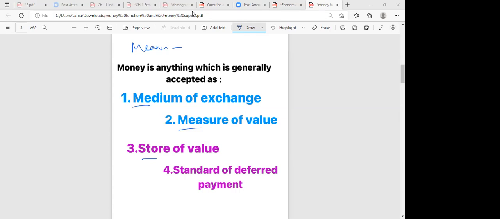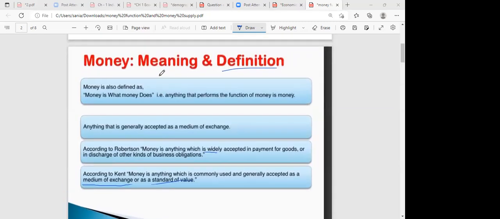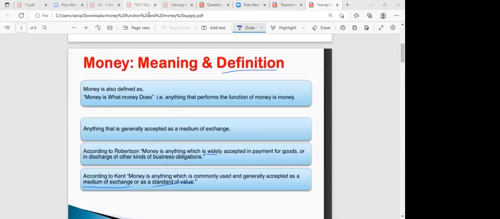Done, ma'am. Now I have to write the definition of money? Yes. Okay, ma'am.